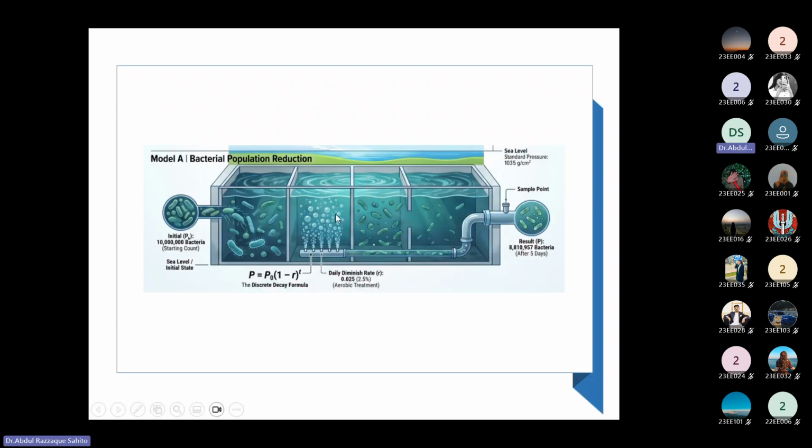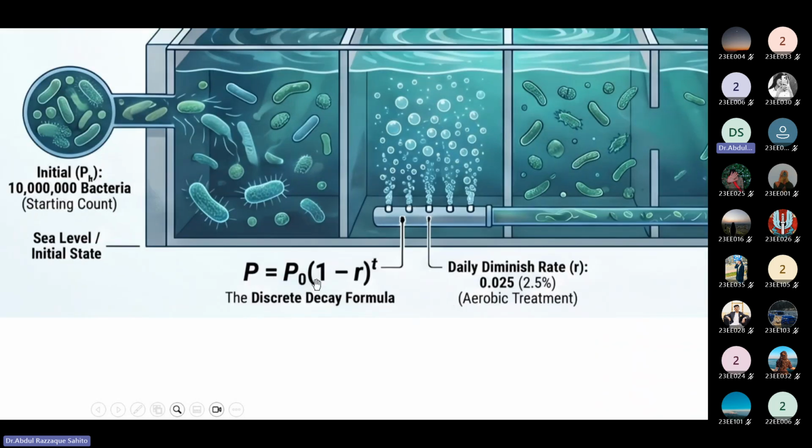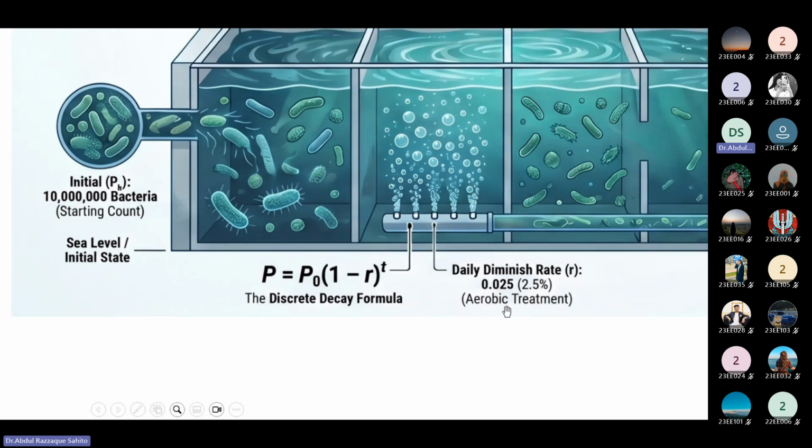Now this is one of the sketches. Here you can see that we have several bacteria. This is a representation of the same example. We have some wastewater, and through the sparger we are providing some air to it. So this is the model equation: P equals P naught times (1 minus r) to the power t. This minus shows that this is the discrete decay formula. And the rate of decay is 2.5 percent, so it becomes 0.025, and aerobic treatment is being carried out.